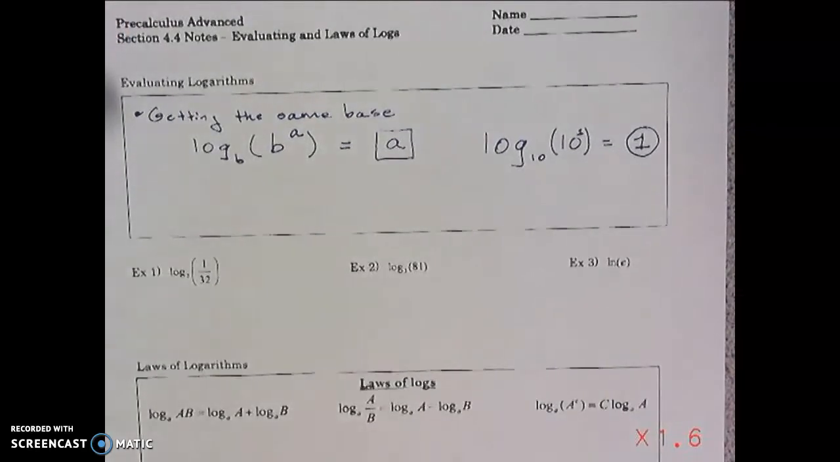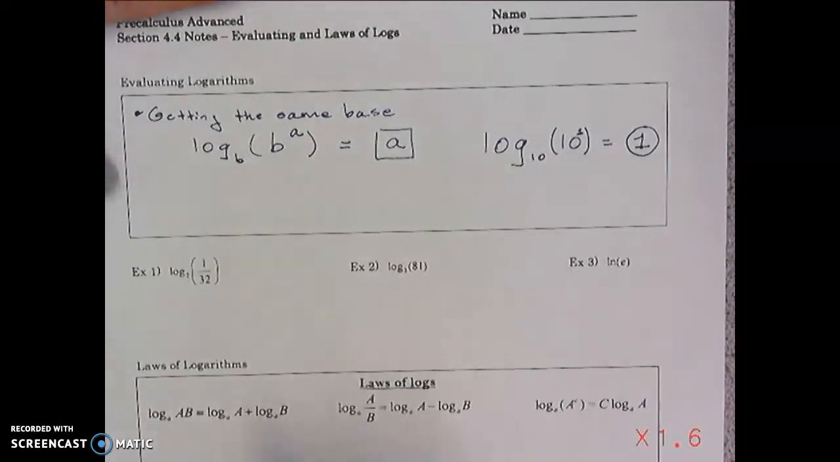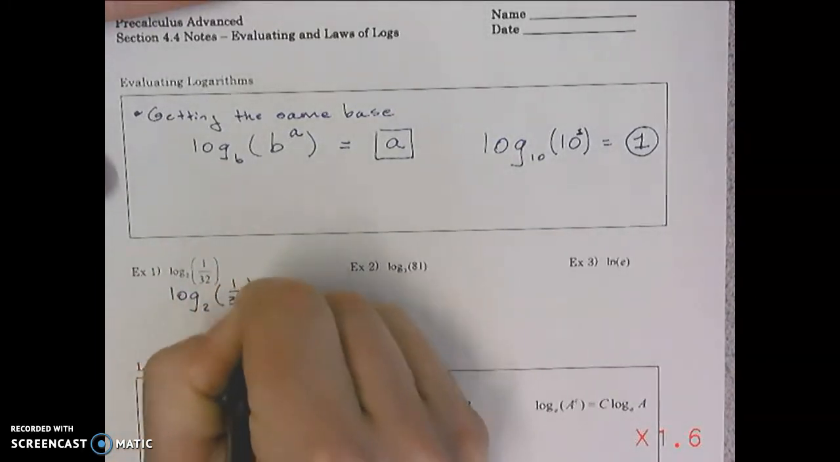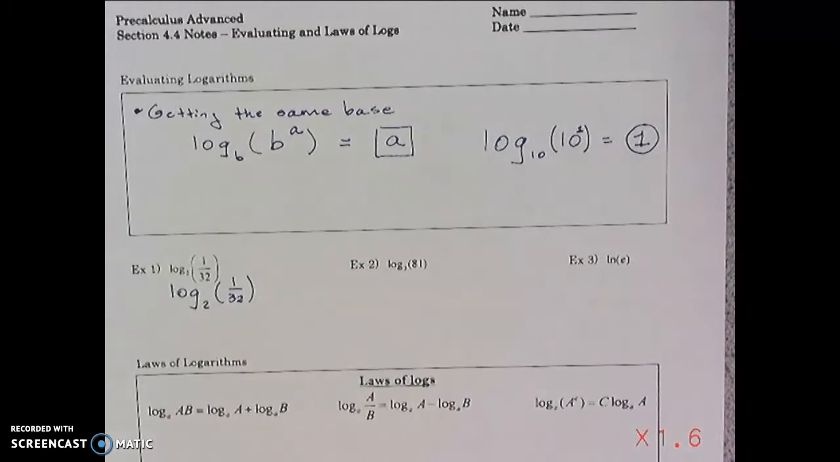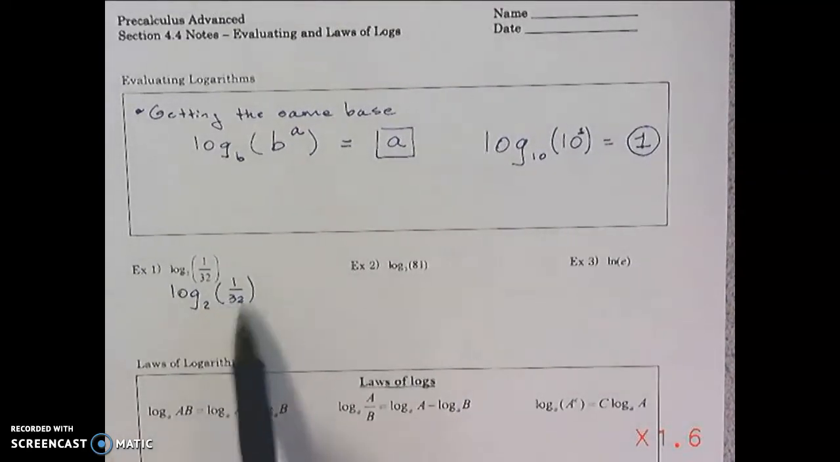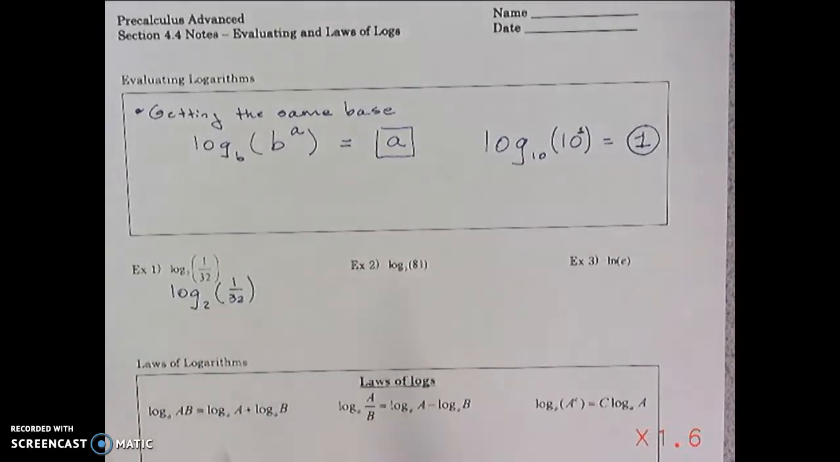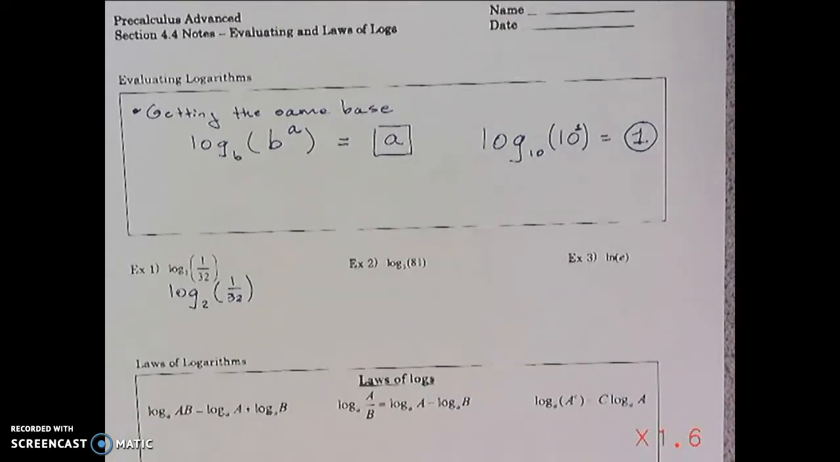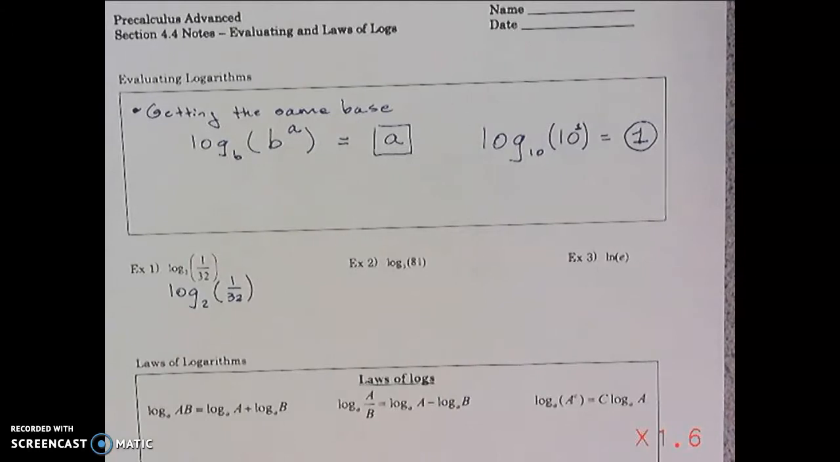So example 1 says log base 2 of 1 over 32. Now it might not be clear and obvious that 1 over 32 is some version of the number 2. So what we want to do is think to ourselves, how can I rewrite the quantity in the parentheses to be this base raised to some power? If we can't do that, we wouldn't ask you to evaluate this by hand. That would be something we'd need a calculator for. But we should be able to evaluate this by hand.